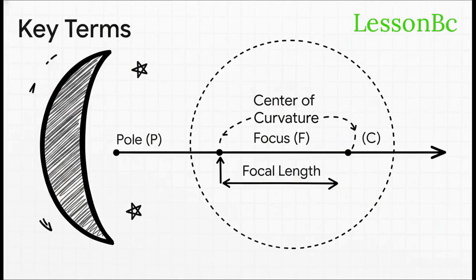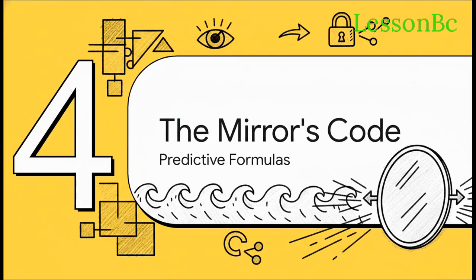Now, to talk about these mirrors like a pro, there are just a few key terms we need to get down. The pole is just the very center of the mirror's surface. The center of curvature is the center of the big imaginary ball that the mirror was sliced from. The focus is that special spot where all the parallel light rays meet up, and the distance to that spot is called the focal length. Okay, I know this might feel like a lot of geometry, but here's the good news.